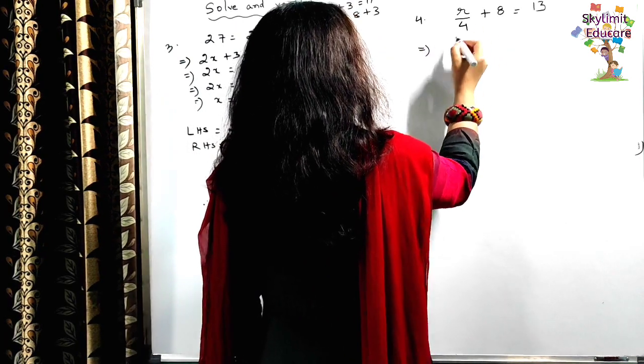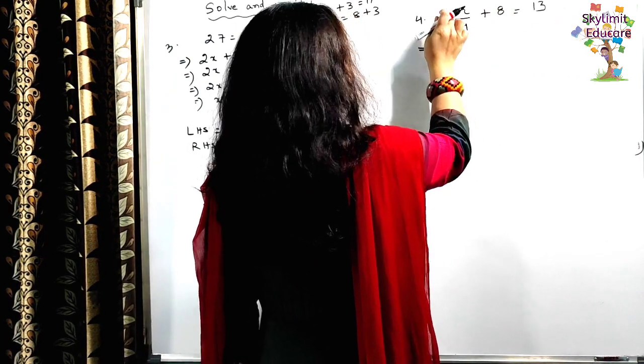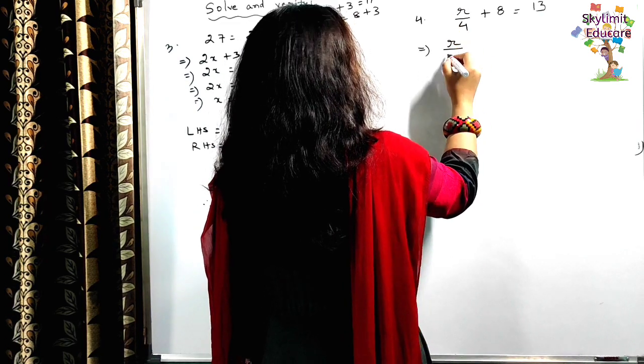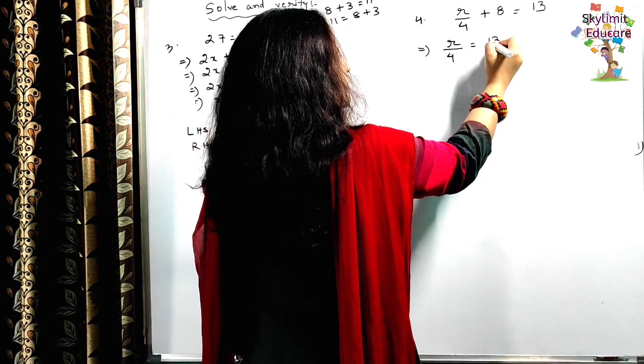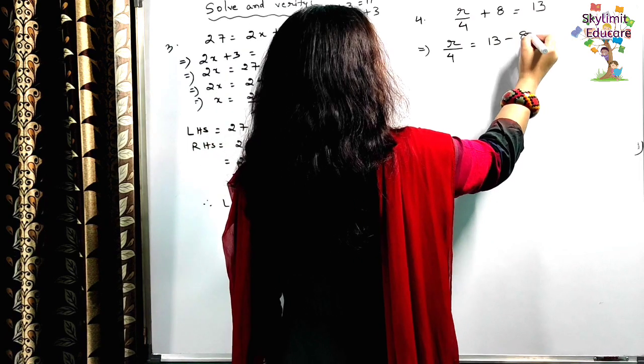Now students, you can see here, I will shift plus 8 to that side. I have one variable r here. I have to find the value for r. So r by 4 plus 8 goes that side, becomes what? Minus 8, right?